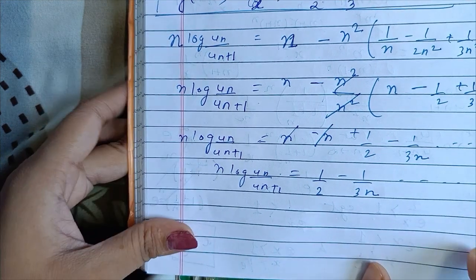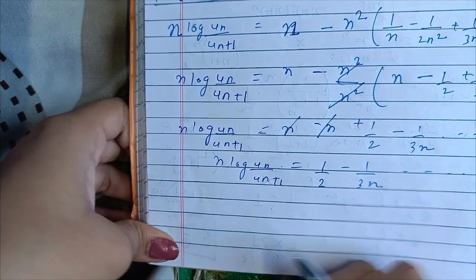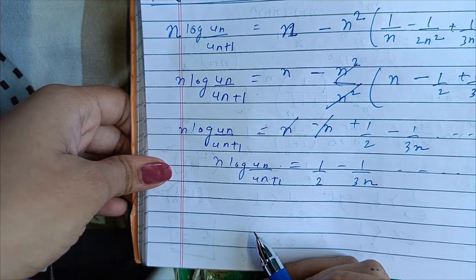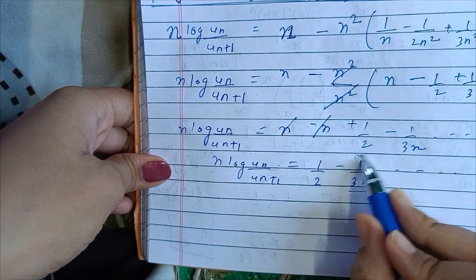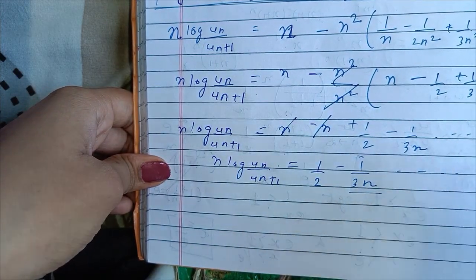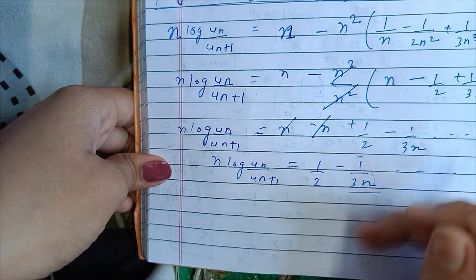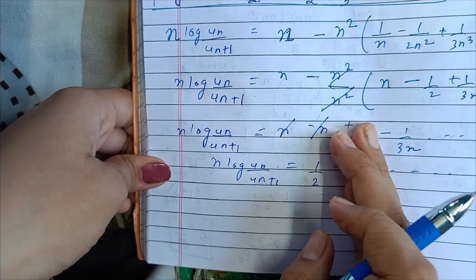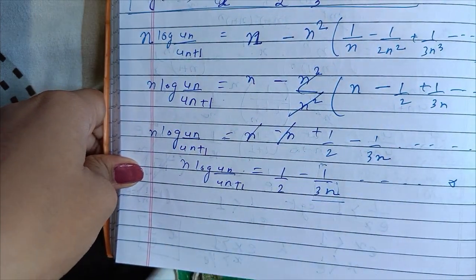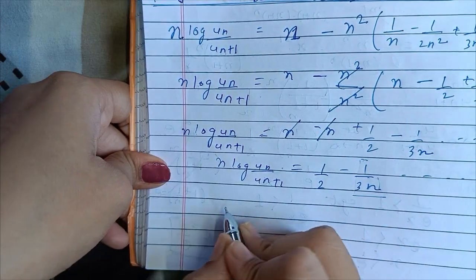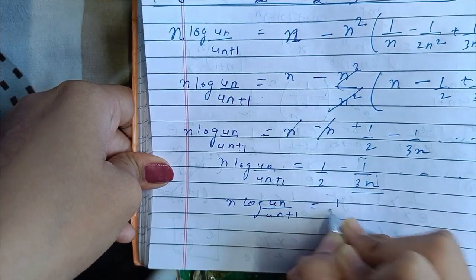Alright, now here if I put the limit n tends to infinity, the complete term 1 by 3n will become 0, because if I put infinity over here, the complete term will become 0. So from this to the end, infinity, we have so many terms, so we have 0, and I only have log un upon un plus 1 is equal to 1 upon 2.